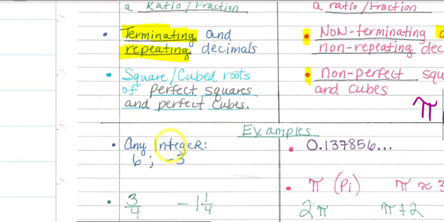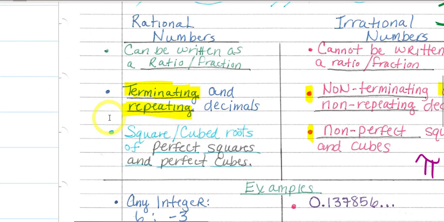Okay. Now, what about rational numbers? Well, these are the ones we've been working with. They're numbers that can be written as ratios or as a fraction. Well, we've been working with fractions. So if you see a fraction, it's a rational number. If you have any number and you can turn it into a fraction, like an integer, you can turn it into a fraction by putting 1 under it as the denominator.